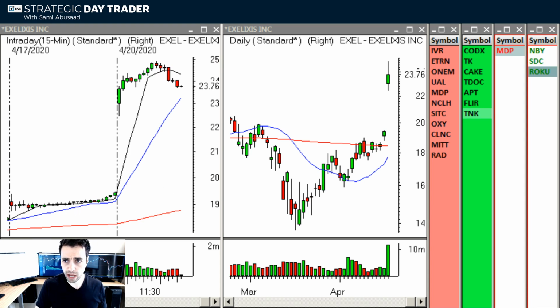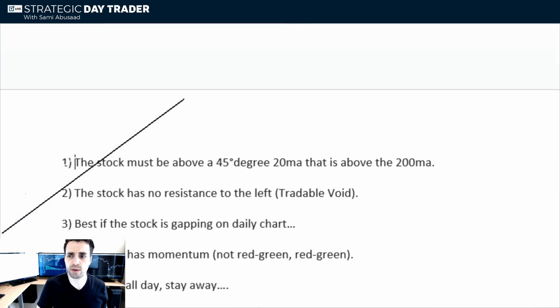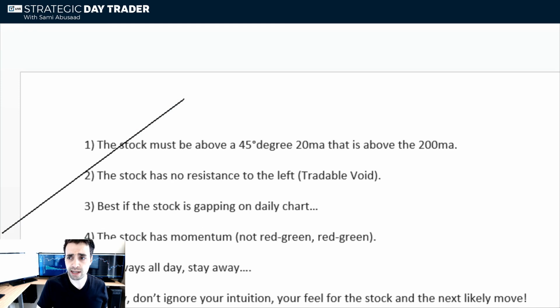So we want a moving average that looks like this. Now, assuming your charts are square, we want a moving average that's just in a nice 45 degree. It's a visual thing. It doesn't have to be perfect. I want the price of the stock to be above the 20, and I want the 20 to be above the 200.